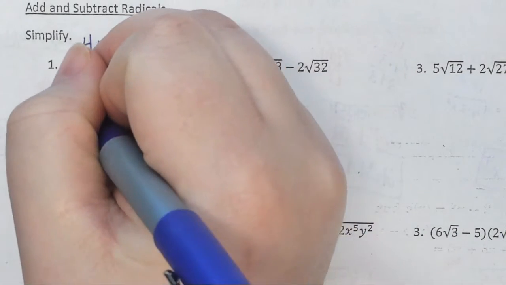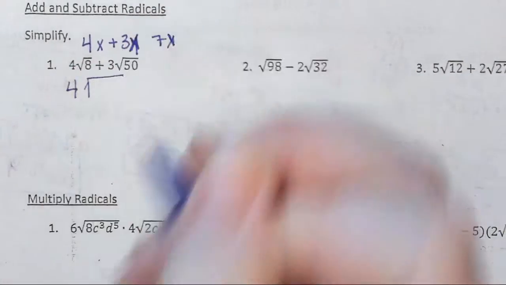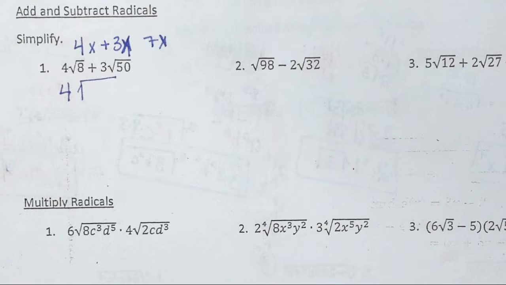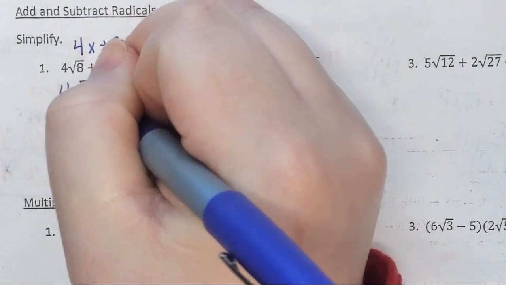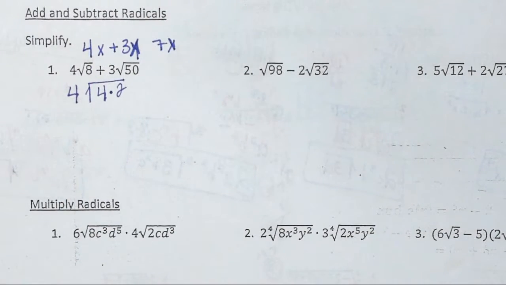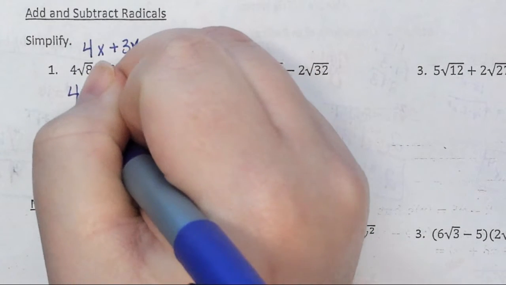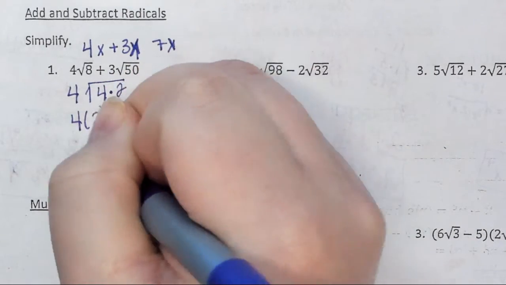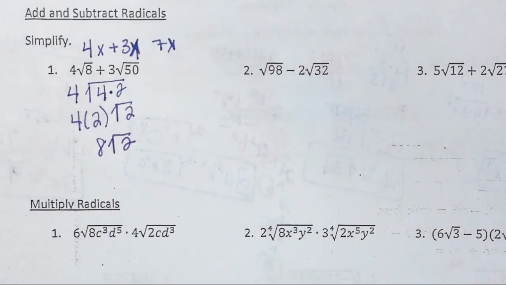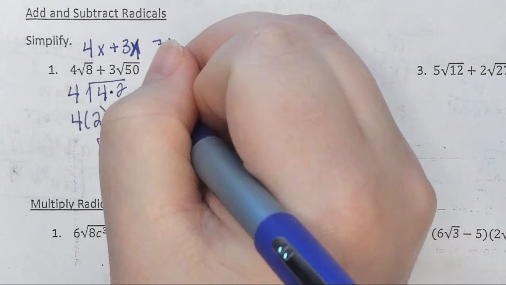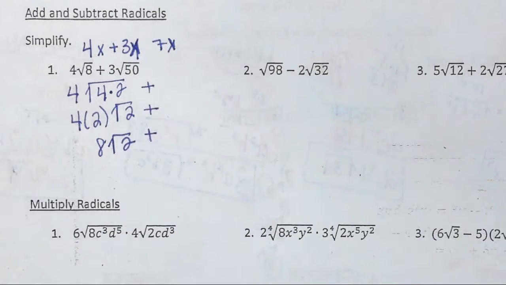Okay, so if we're going to break down 8, what times what is 8? And I need one of them to be a perfect square. And you can have your point: 4 and 2. So what comes out of the house? A 2 comes out of the house. So I've got 2 square roots of 2. Perfect. If you can break down the 50 for me, I'll give you 2 points.